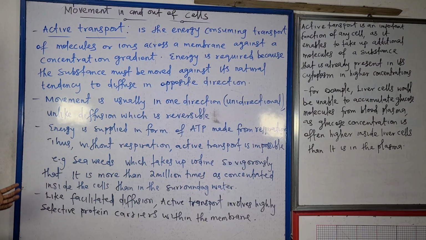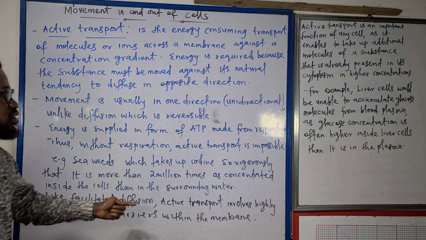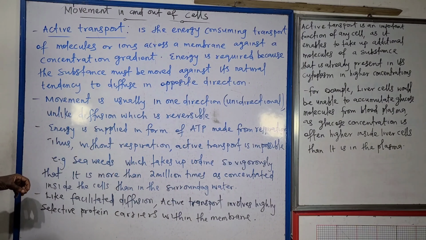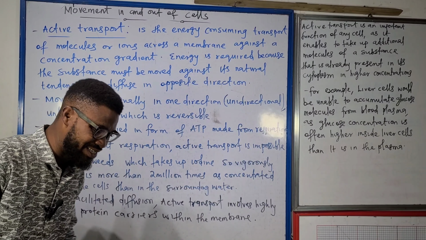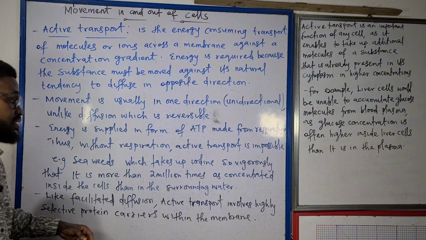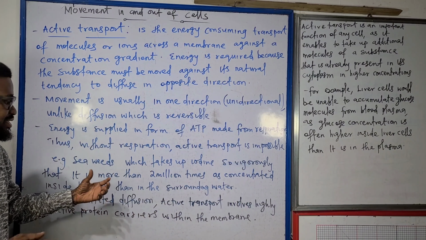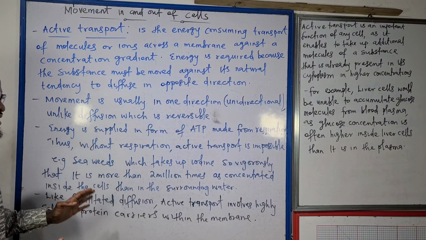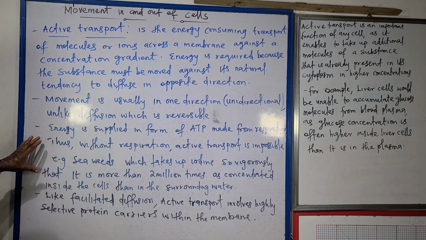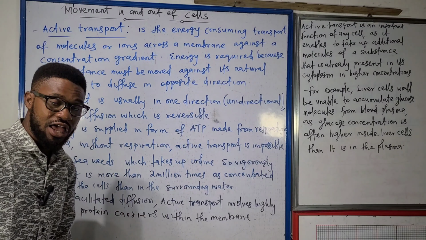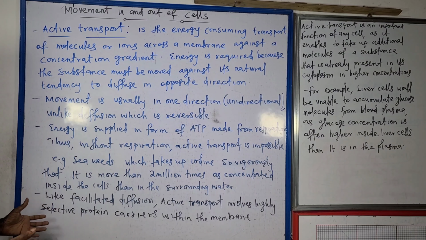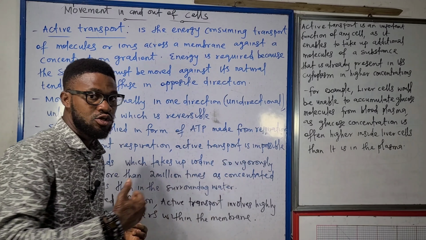Take for instance the case of seaweeds, which take up iodine so vigorously that it is more than 2 million times more concentrated on the inside of the seaweed than in the surrounding water. Yet, for the little iodine that is still on the outside, the seaweed still continues to take it up. That is a clear example of active transport.